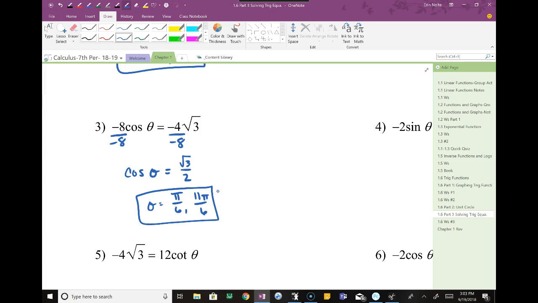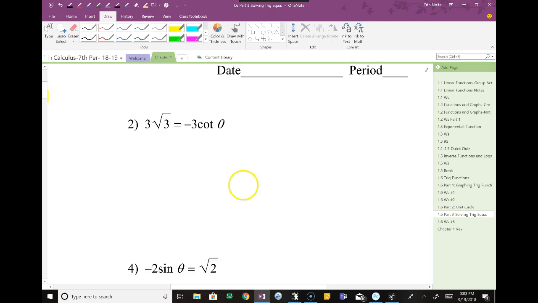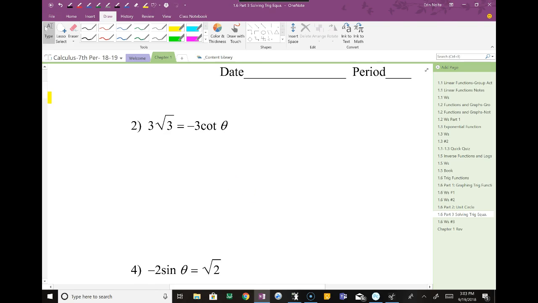Are we good there? Yes. Okay. Let's try a tougher situation. Let's work with a cotangent. We are going to start this off exactly the same. We're going to isolate our trig piece. So what would you do first? Divide by -3. So if I divide by -3, what is 3 square root of 3 divided by 3? Good. So we get a negative square root of 3, and that's equal to the cotangent of theta.